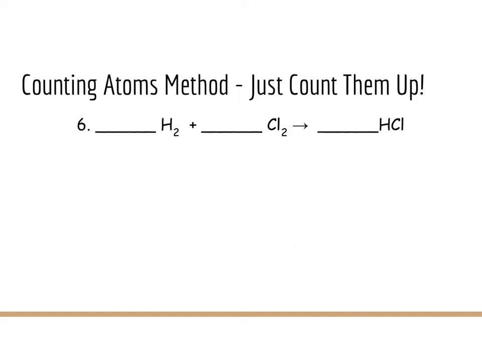So our first, and probably the easiest, method would be just to literally count the atoms. And typically when I do these problems, what you'll see me do is put a line right here where the arrow is, because remember that divides our reactants on the left and our products on the right.